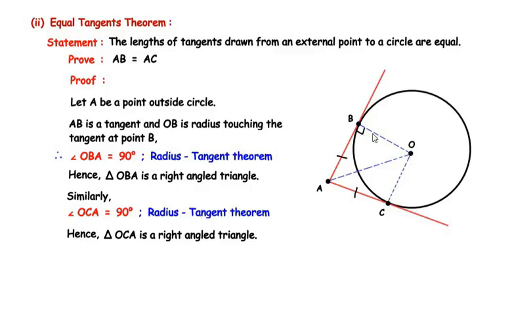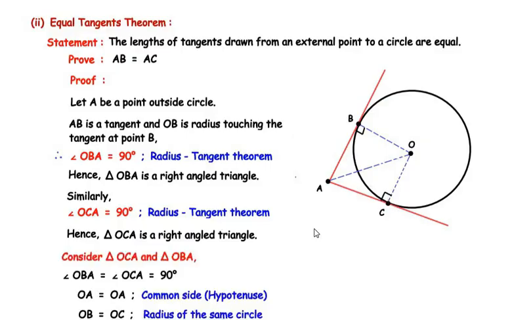So this makes the triangle OBA a right angled triangle. Similarly, AC is a tangent and OC is the radius touching the tangent at point C. So angle OCA becomes 90 degrees, that is by radius tangent theorem. And this triangle becomes a right angled triangle. So let us now consider the triangles OBA and OCA. Now we can see that angle OBA is equal to angle OCA is equal to 90 degrees.